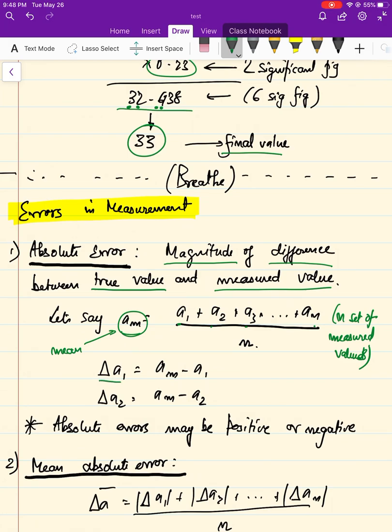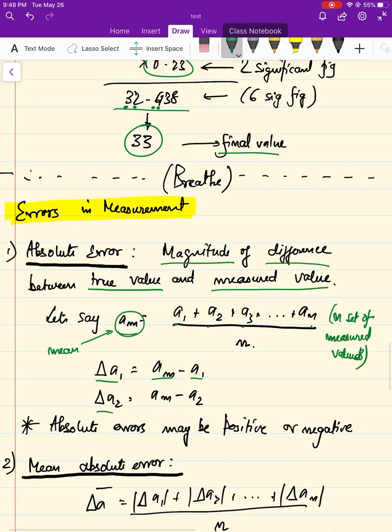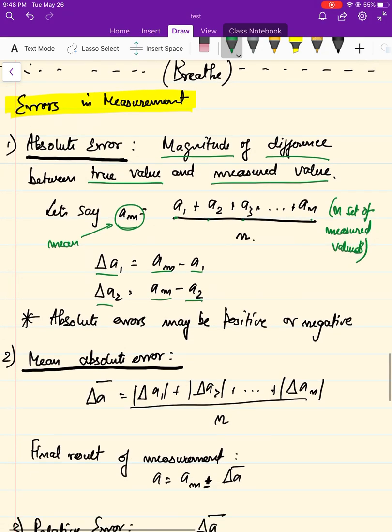So delta a1 is the difference between this mean value and the first recorded value. Delta a2 is the difference between the mean value and the second recorded value, right? So this is the absolute error. Let's say for a1, the absolute error is delta a1. For a2, the absolute error is delta a2. This is how we distinguish between different absolute errors. And similarly for delta an, it's am minus an, right? So there will be as many absolute errors as there are measured values.